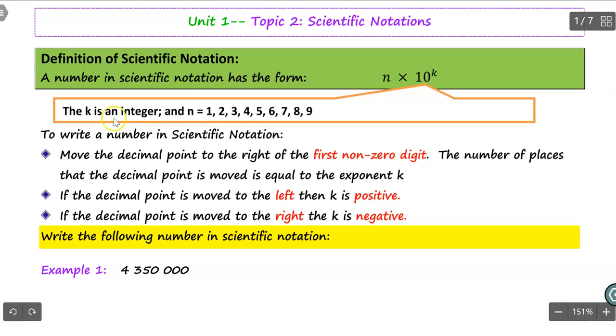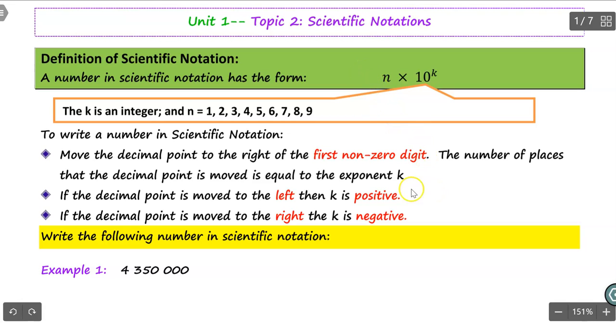And for the k, it's an integer. k has to be an integer. Integer is defined as a whole number with the positive or the negative sign. So k cannot be a decimal, but n can be a decimal. But the 0 in the end, we need to get rid of all the leading 0 and the trailing 0.